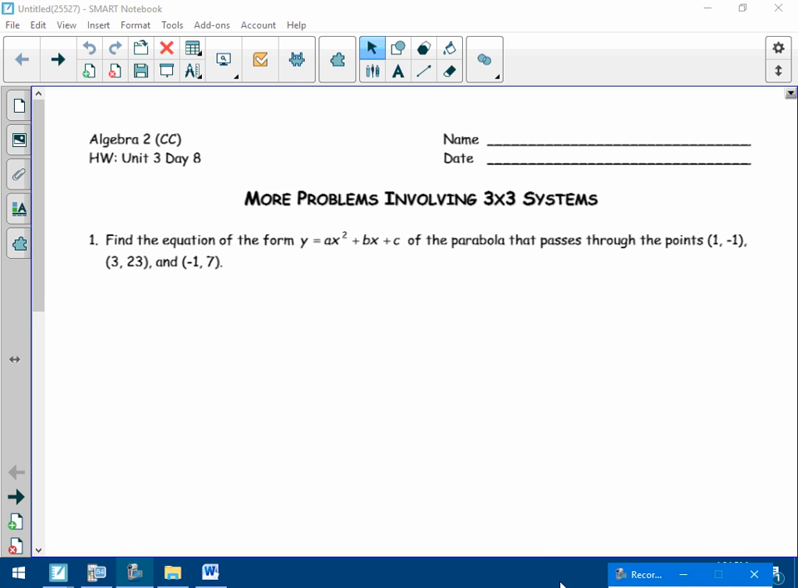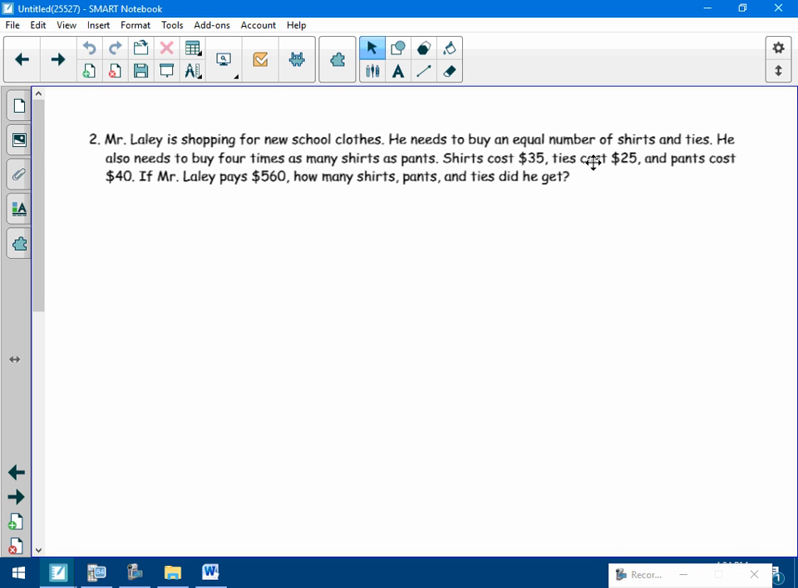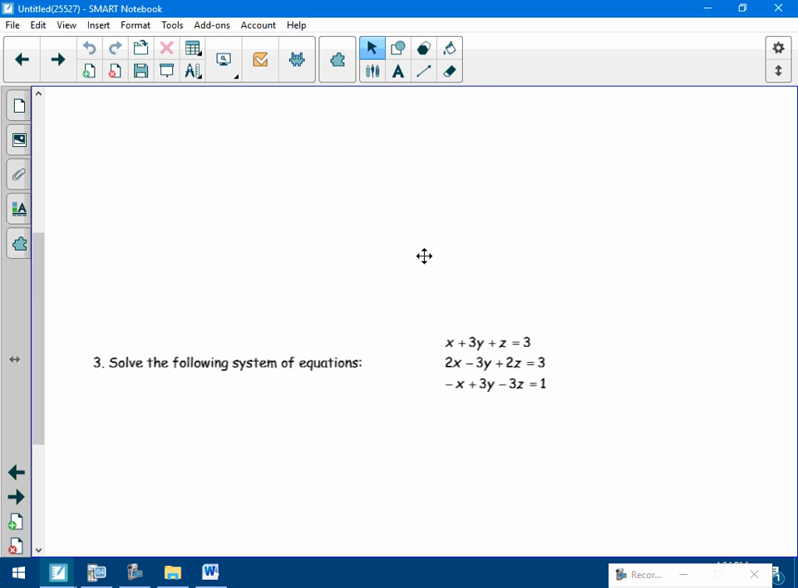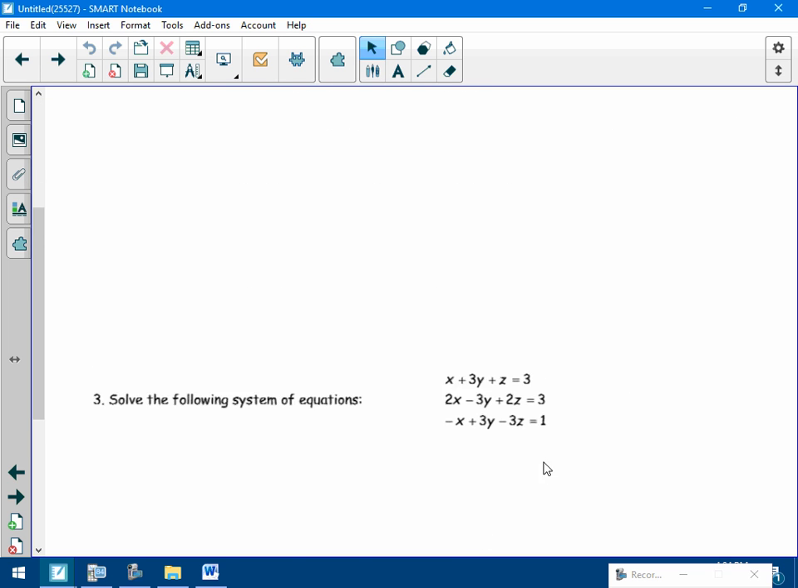Just to talk through it really quick so you don't have problems tonight. This first question is literally exactly the same as the first one we did in the notes today, just with different numbers. So hopefully you can follow through those first questions from the notes. Find the equation of the parabola. Number 2 is an application question. We'll come back to that in a second. This is one more solve a system like you did yesterday, so that should be no issue.